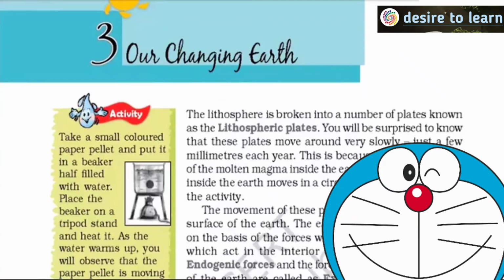So guys, let's quickly look at the third chapter where we'll be focusing on our changing earth. When I say changing earth, we are actually talking about different features that are present on earth. You can look at mountains, plateaus, plains, deltas. You can see some rock structures coming up, some going down.